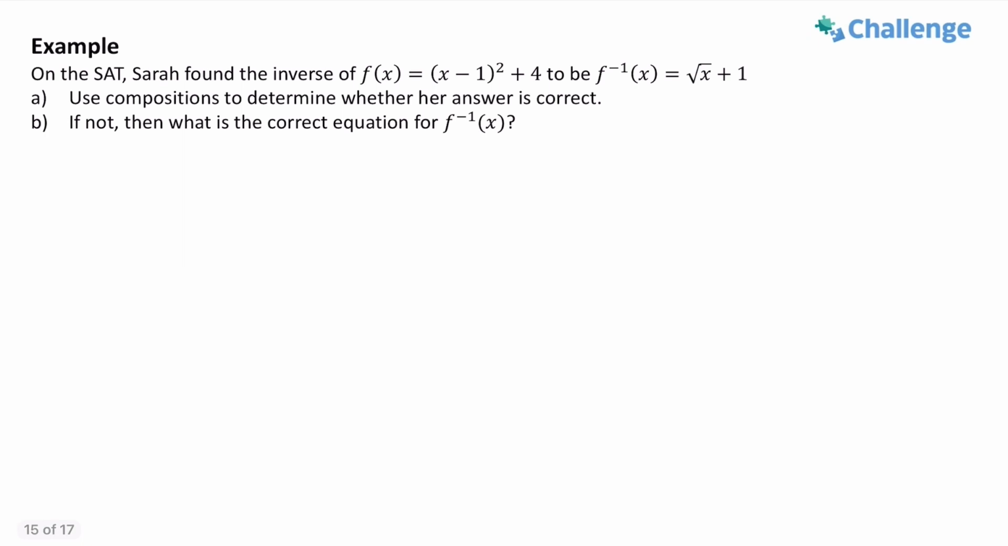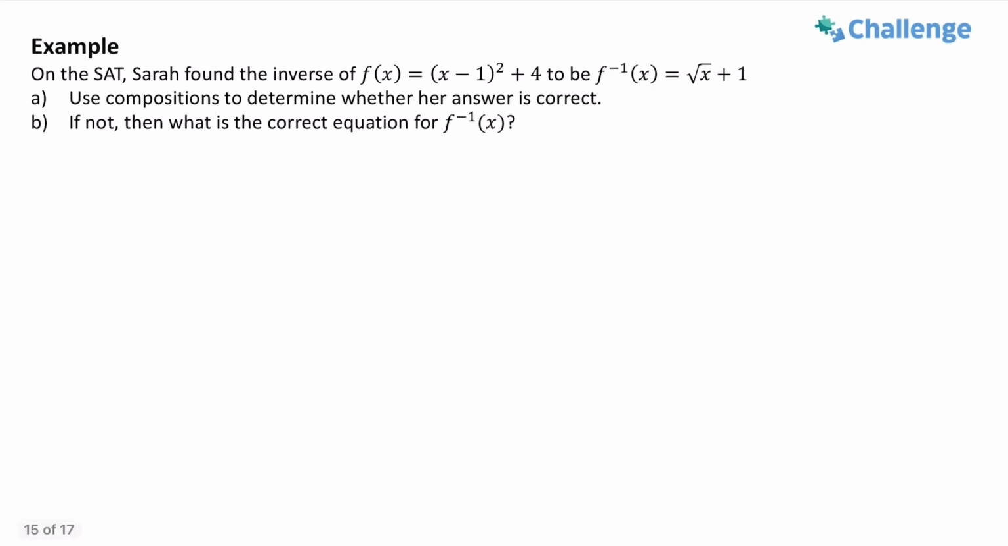So let's think about this question. Here's kind of a challenging question. So Sarah was taking the SAT, and on that she found the inverse of f of x equals (x minus 1) squared plus 4 to be the square root of x plus 1. So first, it's asking us to use compositions to determine whether her answer is correct, and if not, then what is the correct equation for the inverse? Okay, so this is showing you how compositions can be used to check your work.